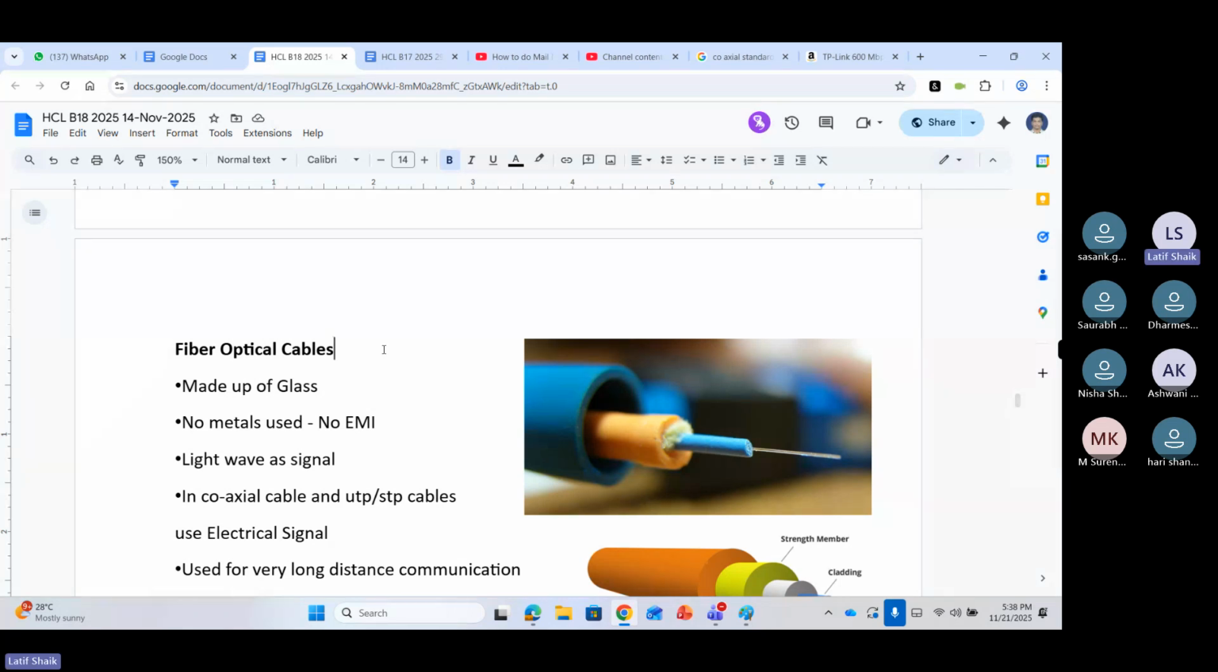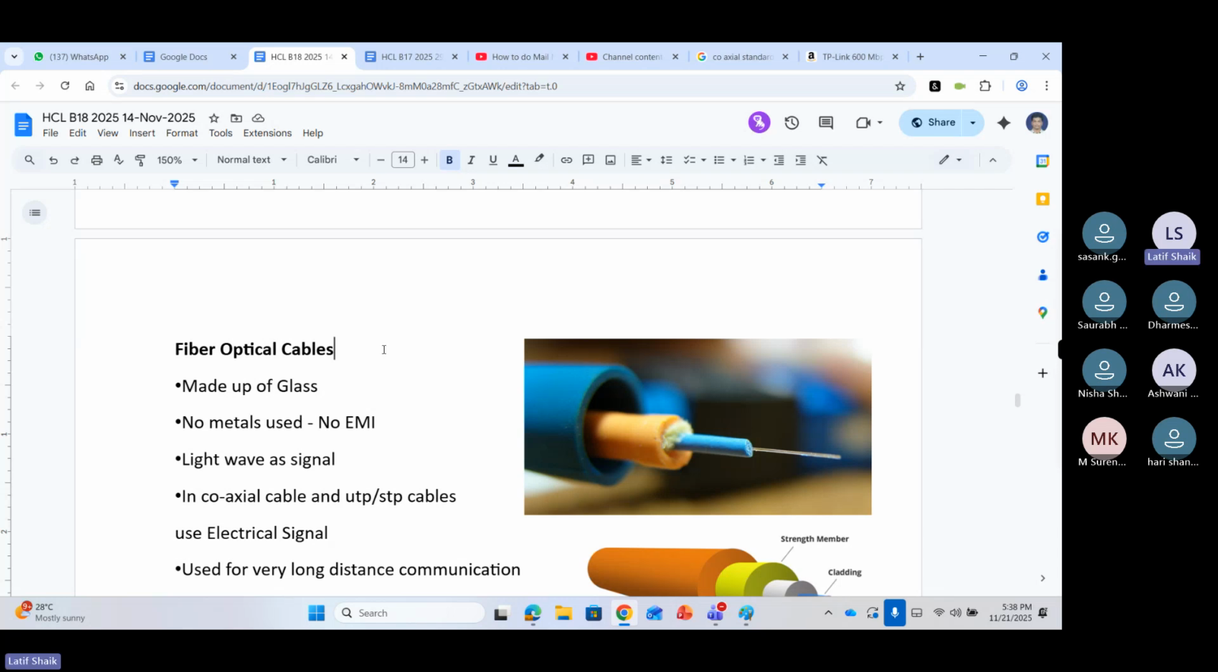Okay. These twisted pair cables, UTP and STP, are also called LAN cables, patch cables, CAT cables. There are different categories of these cables also. Cat6 supports up to 1 Gbps data transmission speed. Cat5e is 500 to 600 Mbps. Cat5 is 100 Mbps data transmission speed.